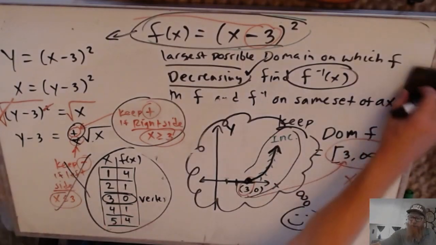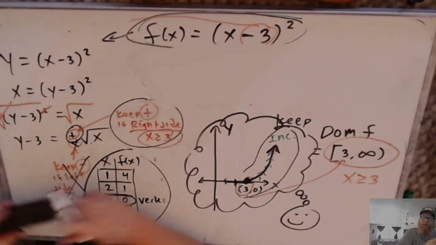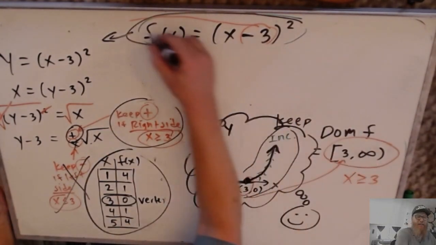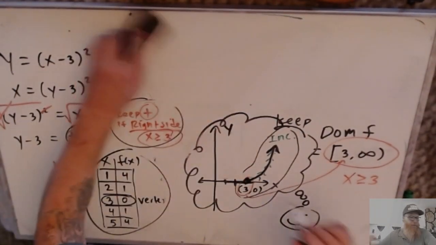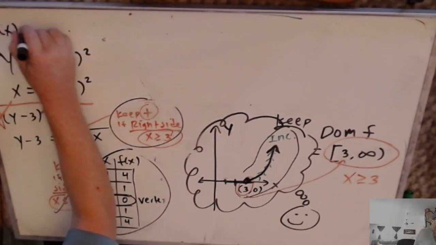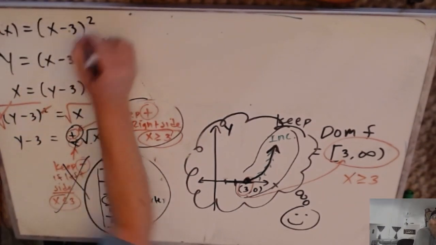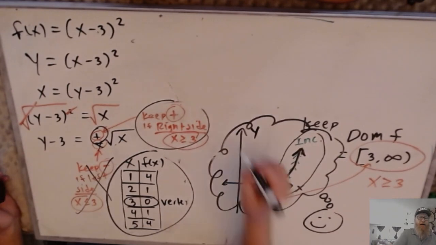I'm running out of room. So I've got my f of x here. I'll just write it over here out of the way. So there's my f of x.